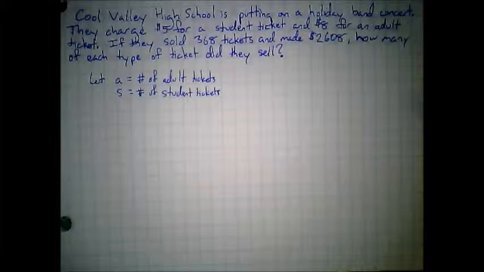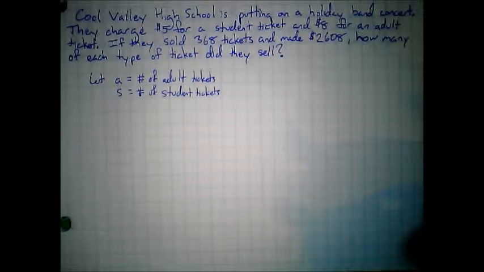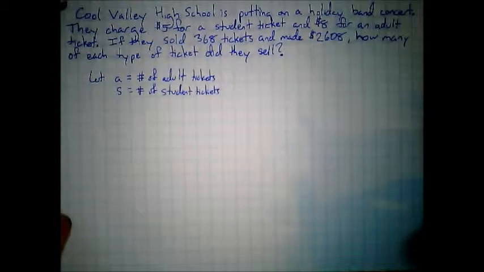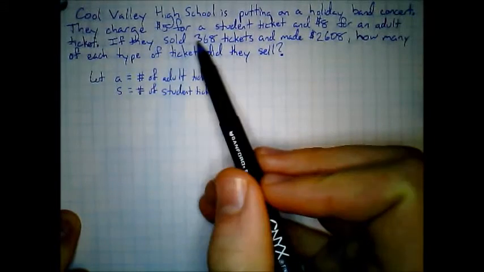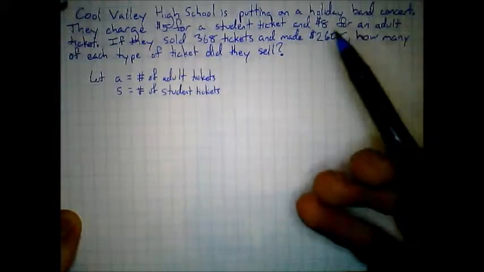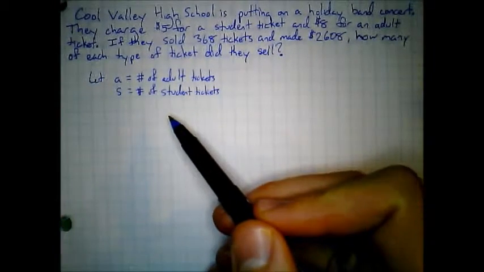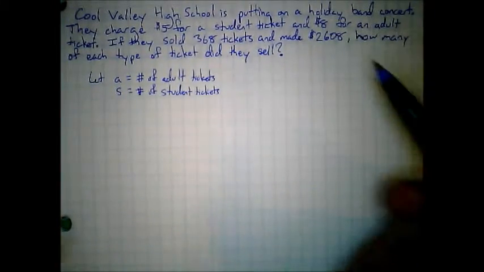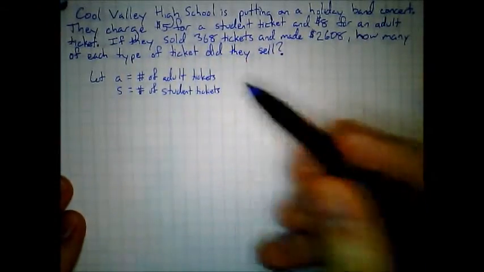Okay, now that we defined our variables, we have to look back in the problem and think how these two variables are related. How can we use the information in the problem and these variables to write equations? So the two things we look for, again, we look for specific totals in the problem, or we look how the two variables are related to each other. Well, I see that they sold a total of 368 tickets. So since the only two types of tickets we sell are adult tickets and student tickets, that means the number of adult tickets plus the number of student tickets has to give us our total number of tickets.